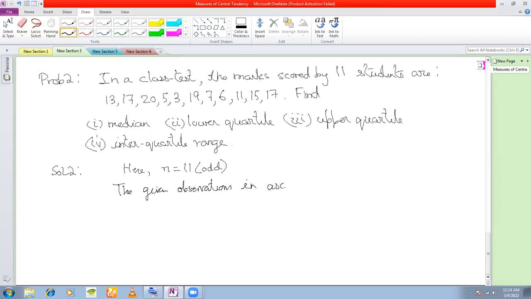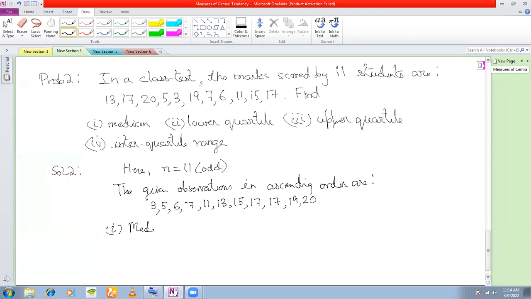So what are the observations in ascending order? If you have to arrange these in ascending order, lowest is 3, then comes 5, then comes 6, 7, and then 11, and then 13. Then you have a 15, and then you have two 17s, right? And then you have a 19, and then you have a 20. Okay, so you have arranged these in ascending order. Now we shall answer all the questions.